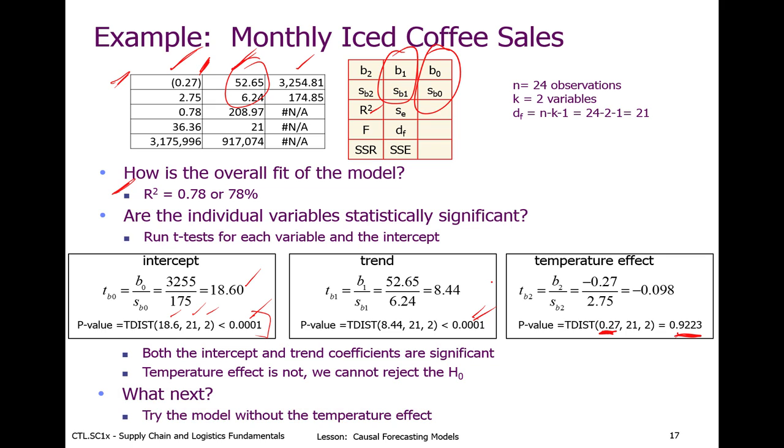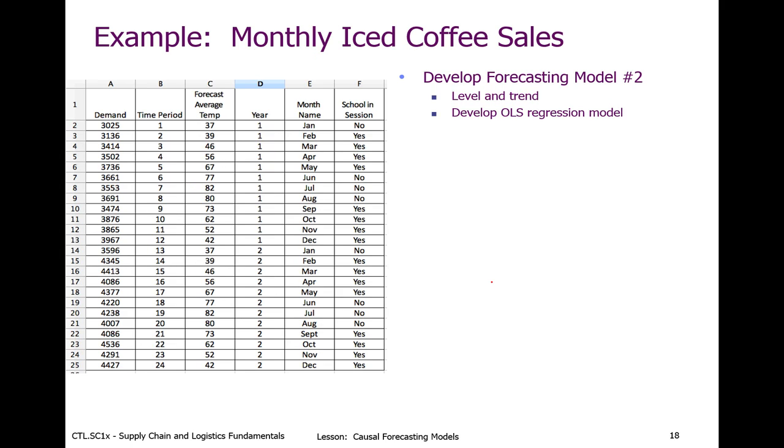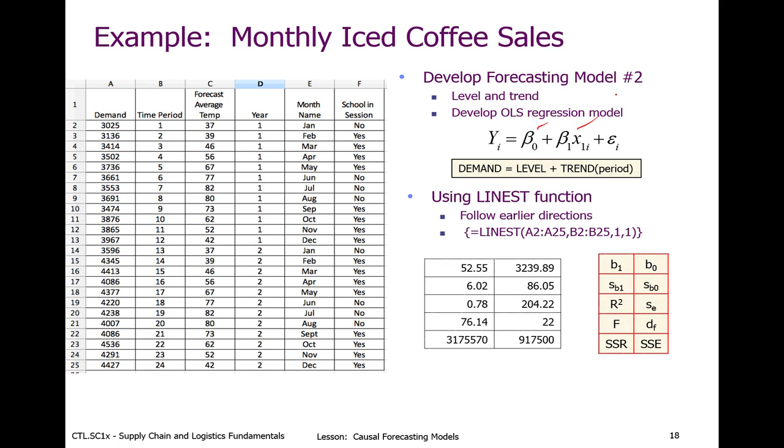Well, we try the model without the temperature effect. This is kind of what you do with regression. You test different models. So let's test another one, and we'll call this one Model 2. Same data set. Nothing has changed there. But my model is going to be a little bit different. I'm only going to do level and trend. So I'm back to a simple regression model. And so I do the line-est function, and I get this result.